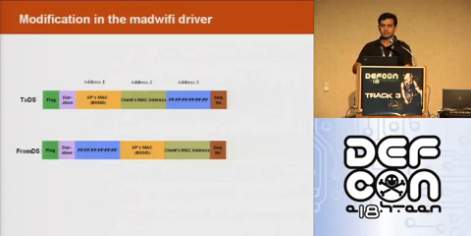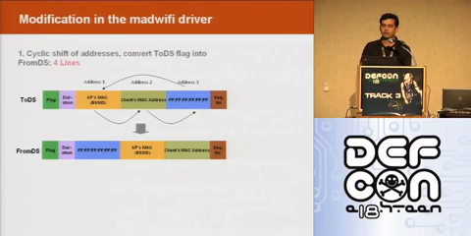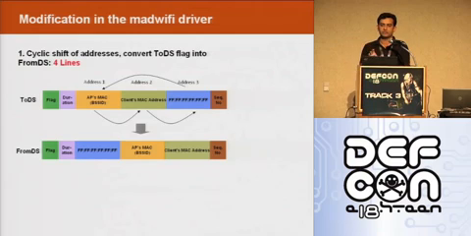But if you notice, there is not much difference between a To DS frame and a From DS frame. If you do a cyclic shift, a To DS frame will become a From DS frame. You move address 3 to address 1, address 1 to address 2, and address 2 to address 3, and it will become a From DS frame, right? And this requires 3 lines of code to do that, and 1 line of code to change the To DS flag to the From DS flag. So in 4 lines of code, you can actually convert a To DS packet into a From DS packet.